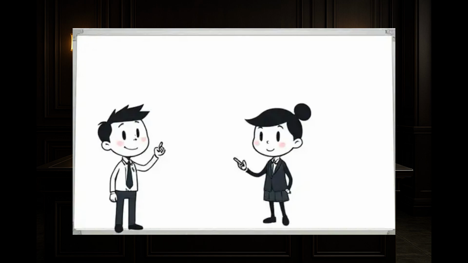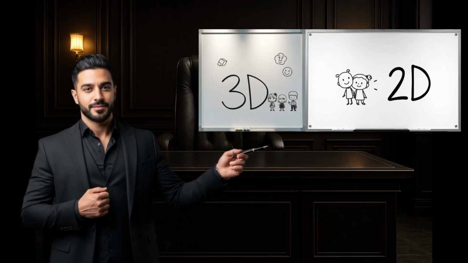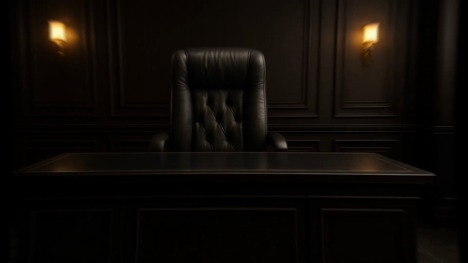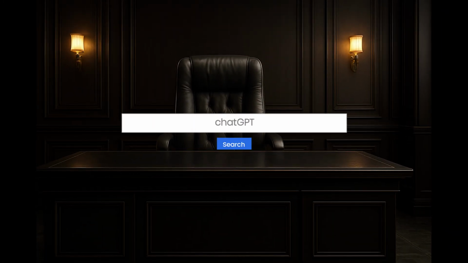All right, the next step is the image style we want. We can create the image in various styles, such as 3D or 2D. Here, I'll try to create the image style like Disney Pixar. Then, we'll try the command we just created in ChatGPT.